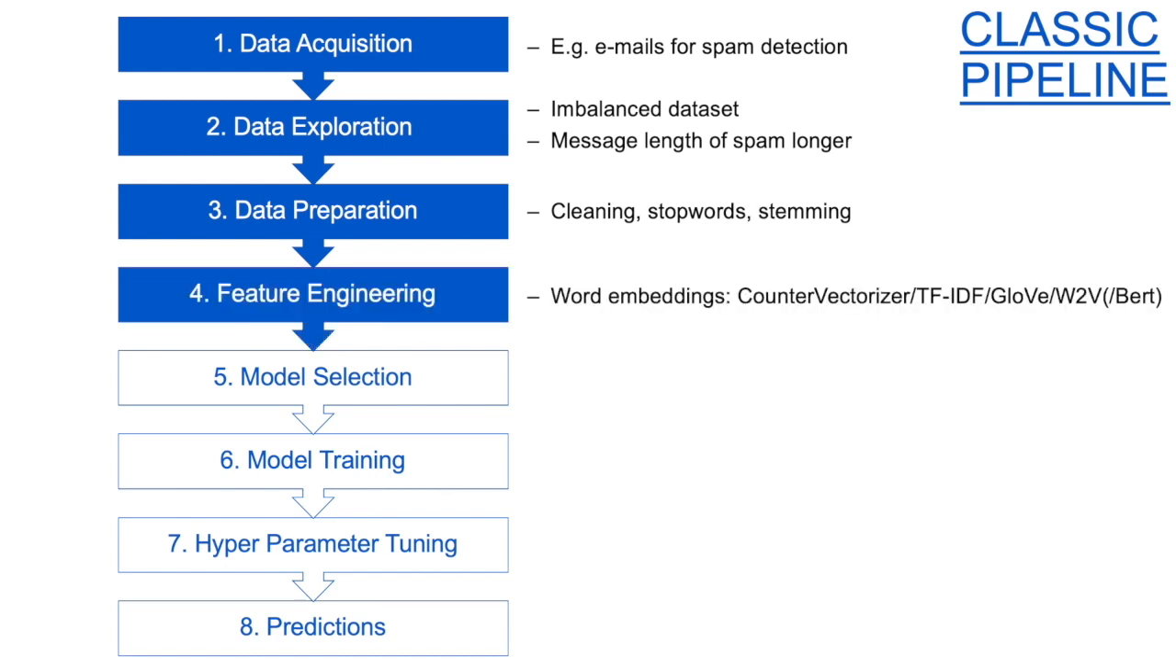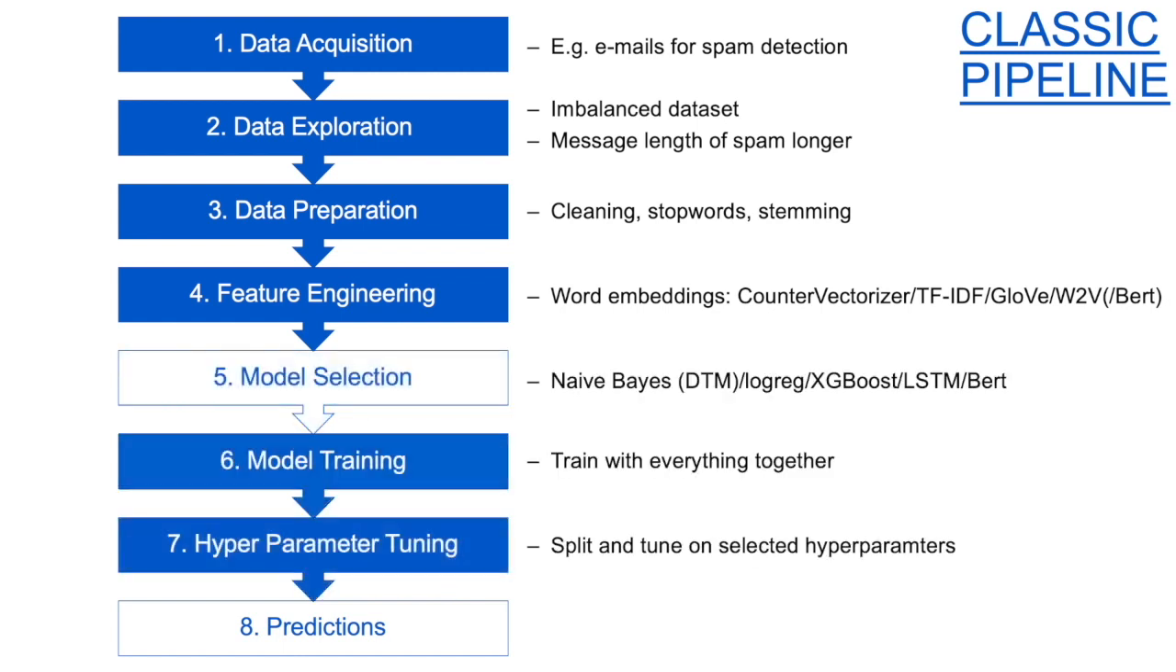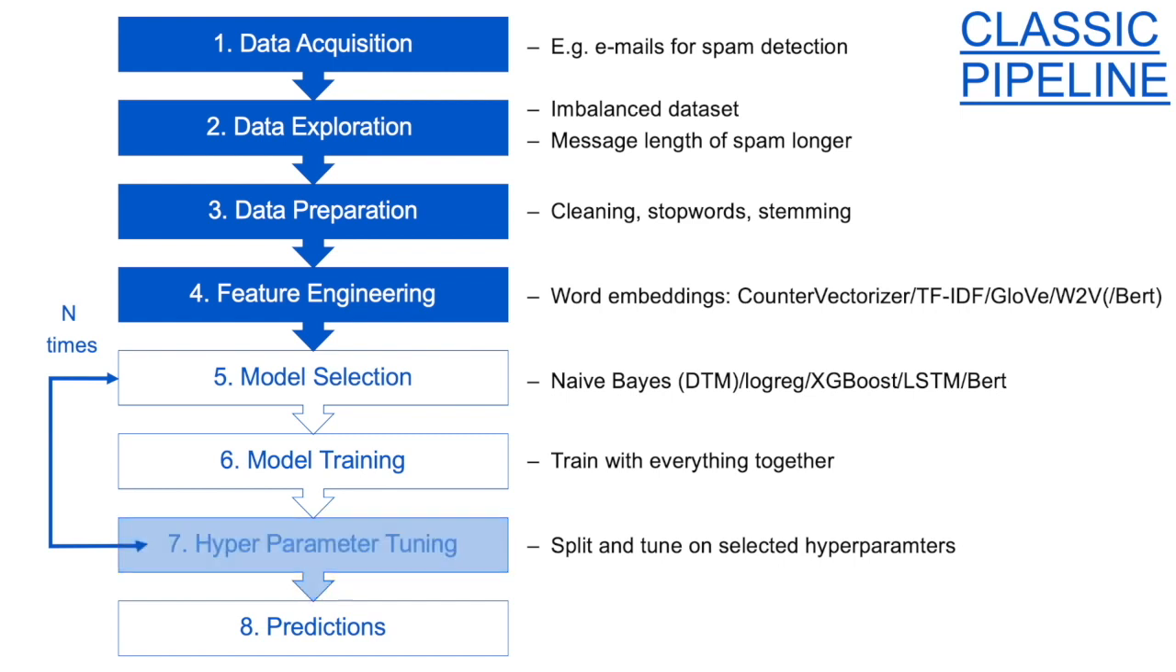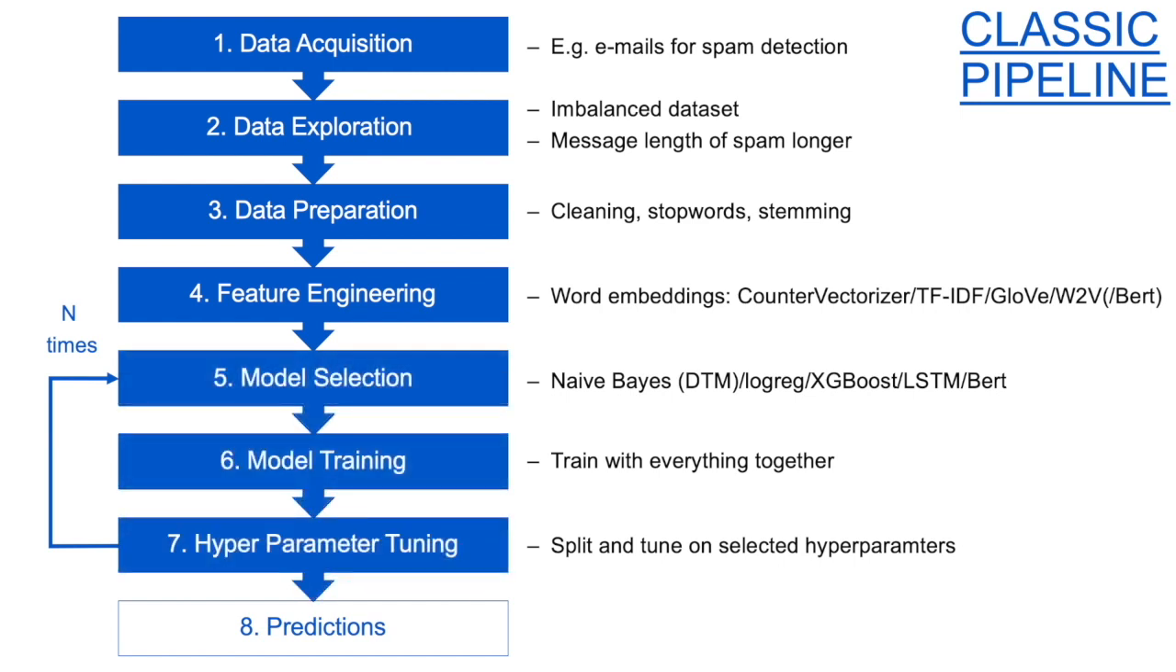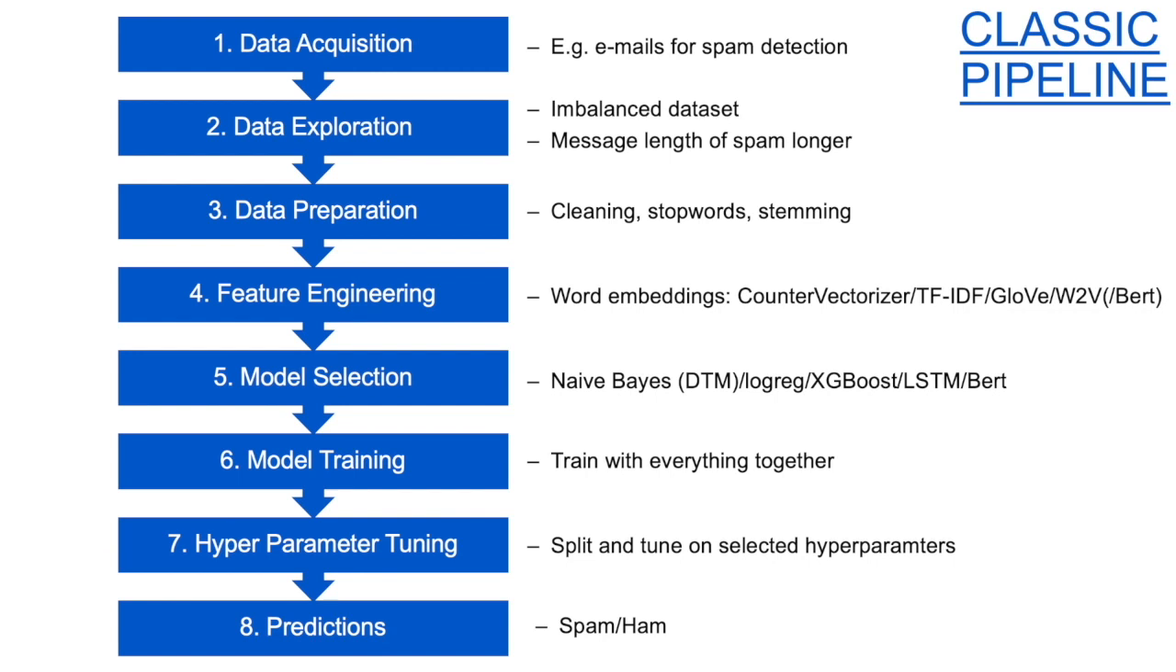Next up, feature engineering puts the words into vector spaces. Lastly, the tedious and iterative task of model selection, model training, and hyperparameter tuning is performed. As a result, our predictions are made. All these steps need a lot of knowledge and time.